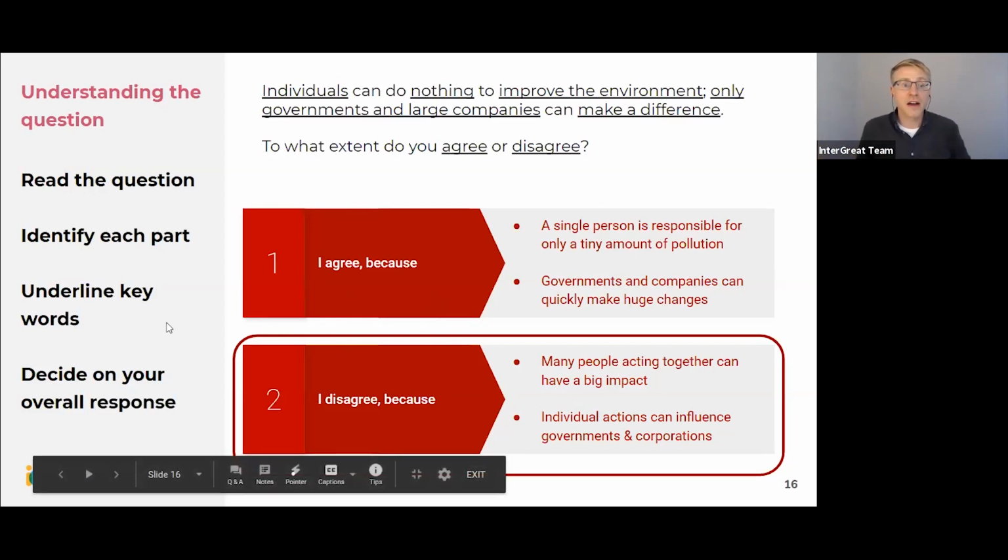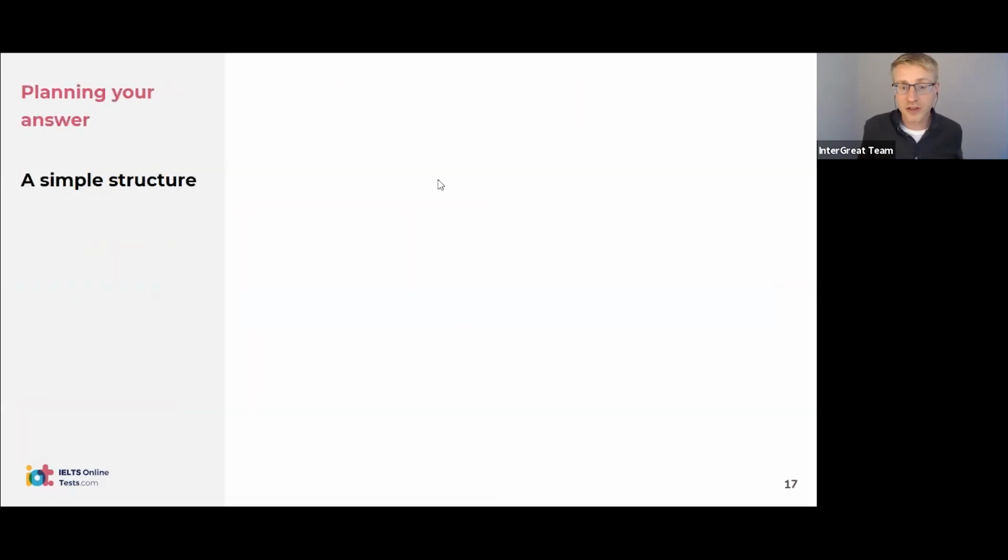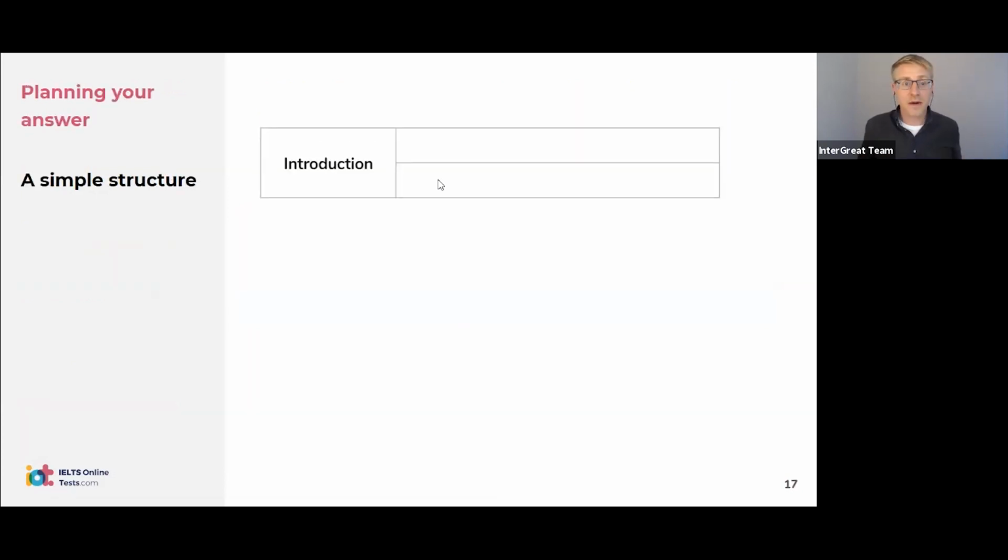Okay. Leo, you've said, how many ideas should we write? Typically, you'll have one main idea per body paragraph. Okay. And usually we'll have two body paragraphs. So you'll have two main ideas with reasons and examples in your essay. We'll look at how to structure that just now. So here's a structure you can use for pretty much any agree or disagree essay.